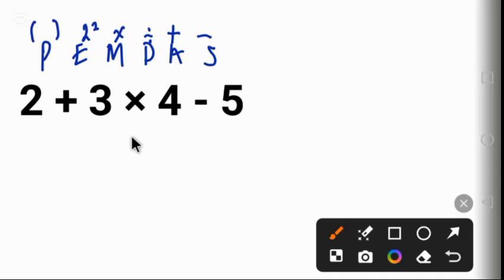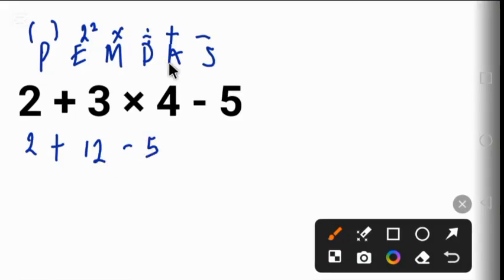Looking at this question, we don't have parentheses, neither do we have exponent, but we have multiplication there. Alright, so we begin with this multiplication. 3 times 4 will give us 12, so we have 2 plus 12 minus 5. That leads us to the final stage, which is addition and subtraction.